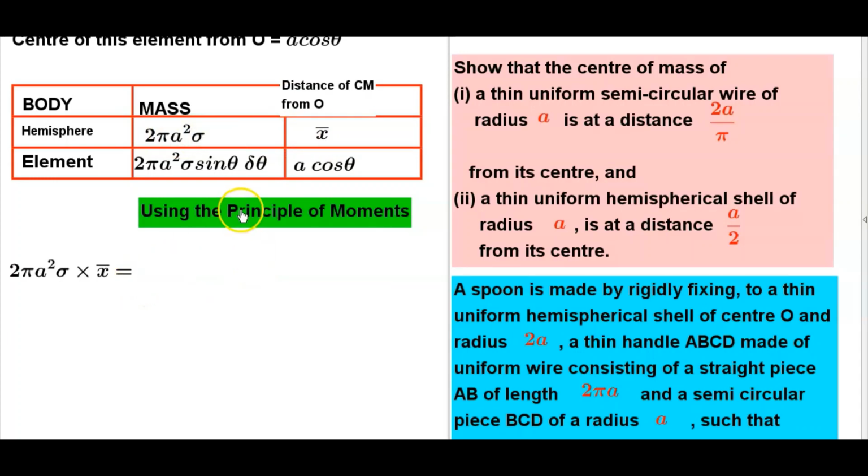Now we want to take all the moments of these elements. The moment of this small element is this mass into this distance: 2 pi A square sigma sin theta delta theta into A cos theta. Now we want to consider all possible small elements, that means all possible small cylinders.